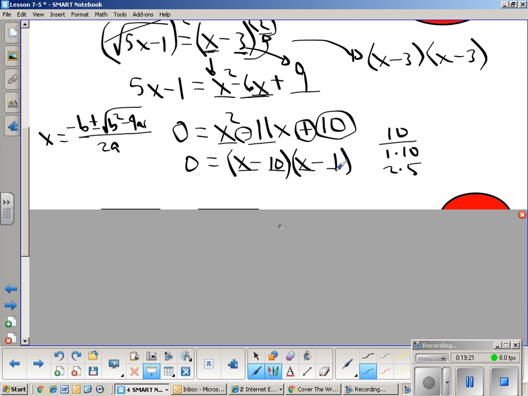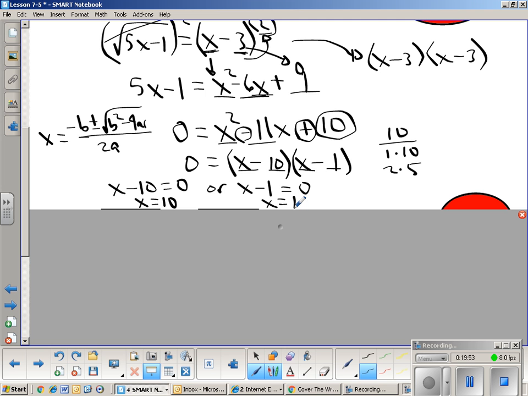So now you remember from here, we say this means x minus 10 equals 0, or x minus 1 equals 0. In this case, x equals 10. In this case, x equals 1. Kind of going quick through this. We spent weeks on this already, how to solve quadratics. So if you need some more help on that, and I'm going too fast, come see me.